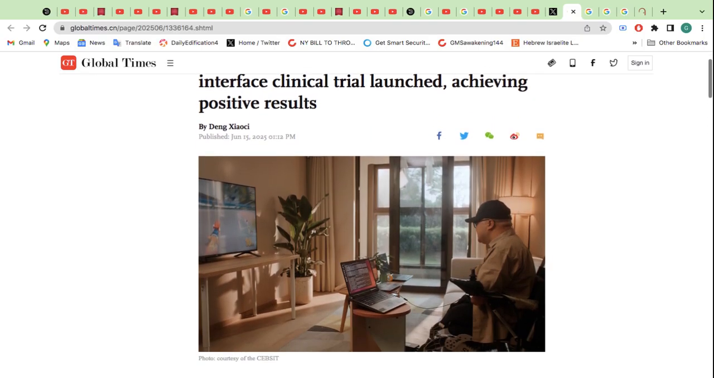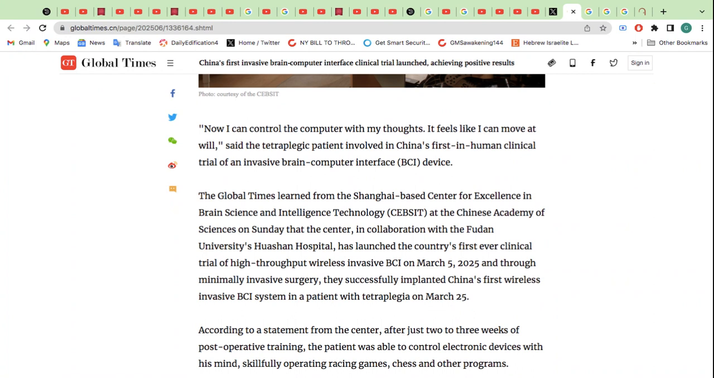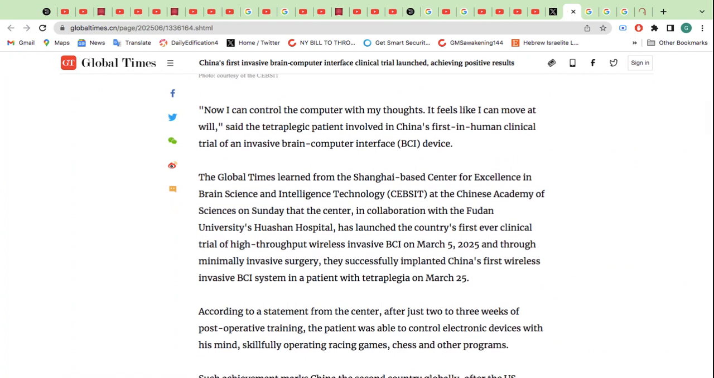Okay, let me just read the rest of. See, they're trying to mimic the Most High's miracles, using your mind to move things and that nature, right? The Global Times learned from the Shanghai-based Center for Excellence in Brain Science and Intelligence Technology, CEBSIT, at the Chinese Academy of Sciences on Sunday that the center, in collaboration with Fudan University's Huashan Hospital, has launched the country's first ever clinical trial of high throughput wireless invasive BCI on March the 5th, 2025. And through minimally invasive surgery, they successfully implanted China's first wireless invasive brain computer interface, or BCI system, in a patient with tetraplegia on March the 25th.